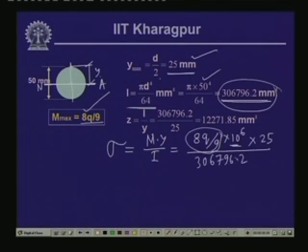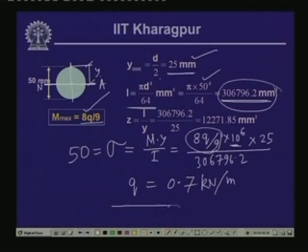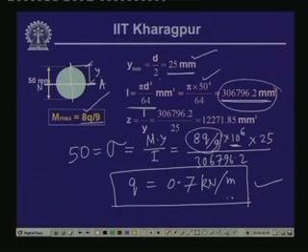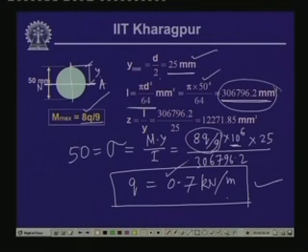306796.2 millimeter to the power 4, and stress, as we have seen, is limited to 50 megapascal. From this expression, if we compute the value of q, we will get the value of q as 0.7 kilonewton per meter. So this is the maximum intensity of the load that we can apply on the beam so that the stress is within 50 megapascal, it does not cross the value of 50 megapascal. So this is the value of the intensity of the load that we can apply on the beam.